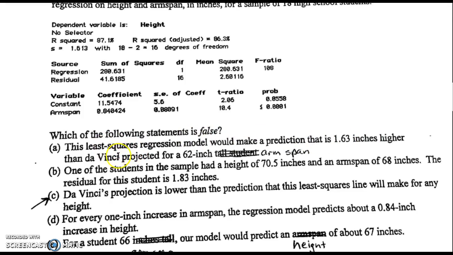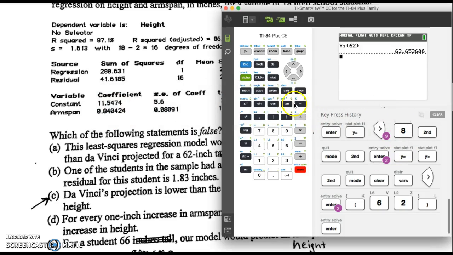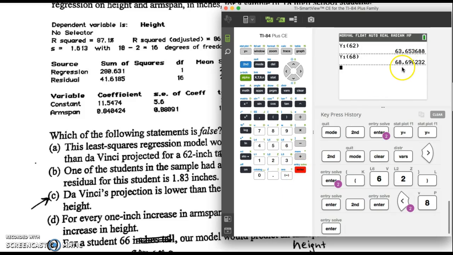So that's true. B says one of the students in the sample had a height of 70.5 and an arm span of 68. The residual for this student is 1.83 inches. The residual is based off the equation, so we need to figure out the predicted height of the student with an arm span of 68. Going back to our calculator, I hit second enter, which pulls up my previous equation, and I change 62 to 68 and hit enter. For 68, the prediction is 68.6.